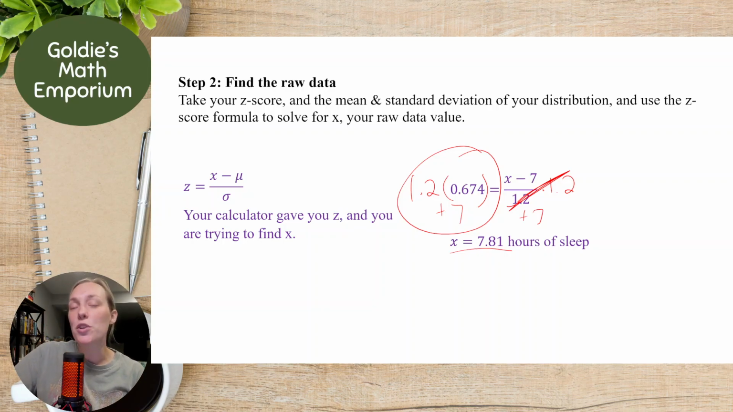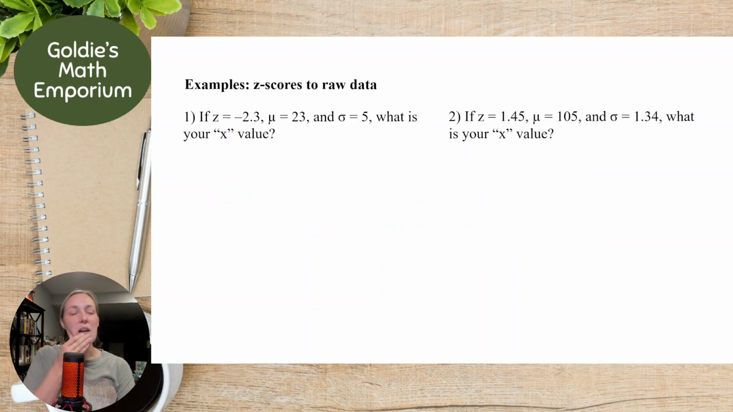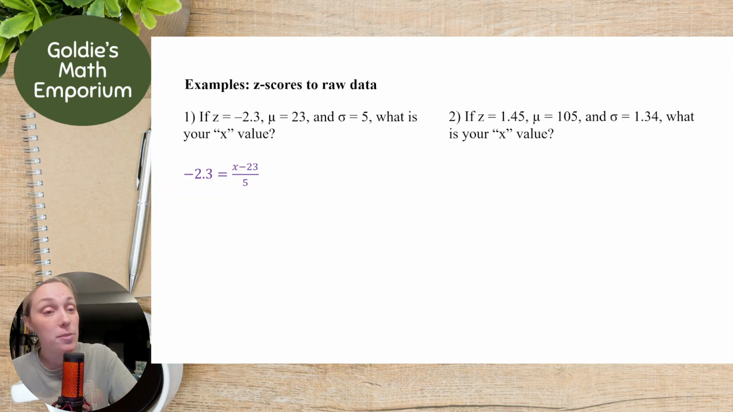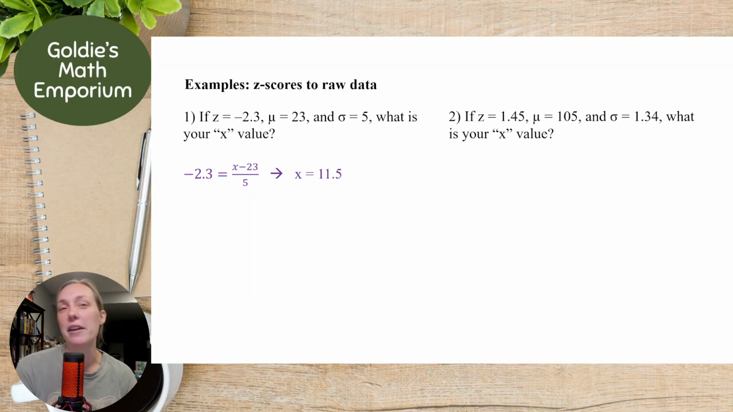Let's apply this to a few other problems. Okay? Z-scores to raw data. Let's just narrow down this small portion, because sometimes you will just be asked to find this small portion of that larger problem. If we have a z-score of negative 2.3, a mean of 23, and a standard deviation of 5, what's our x value? You should be able to plug those into your z-score formula and solve for x. Pause the video if you need to, but your x value should be, drumroll, 11.5.